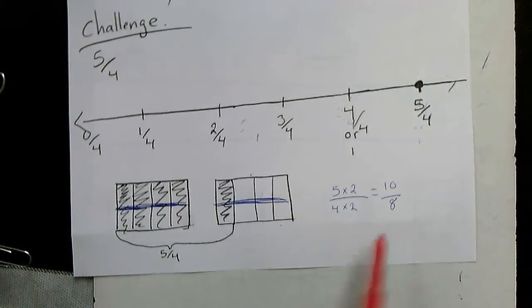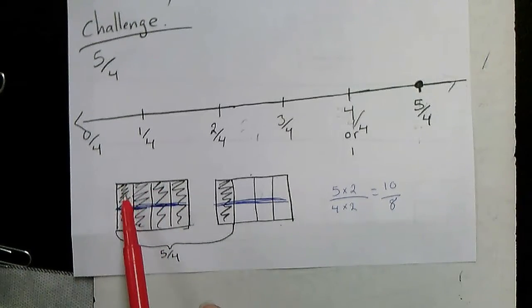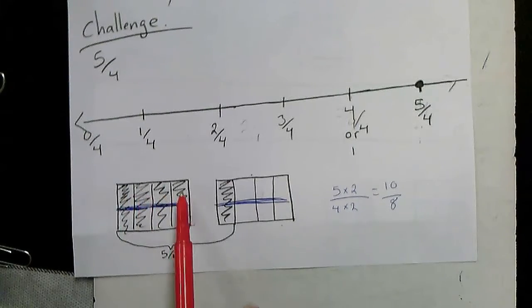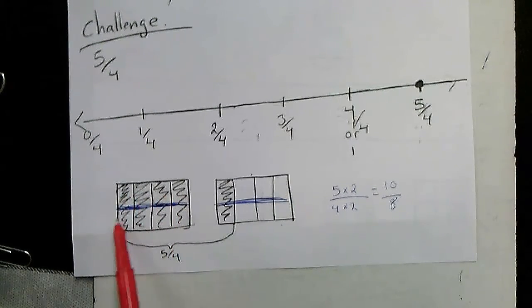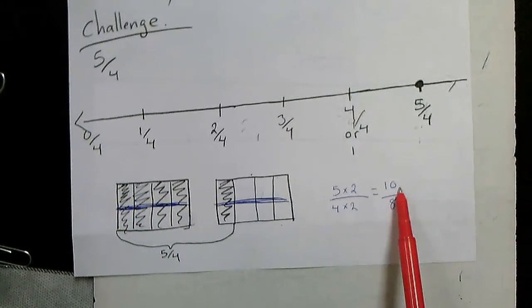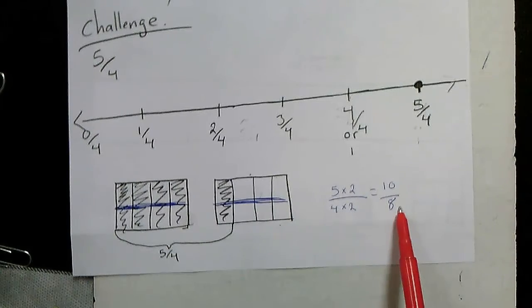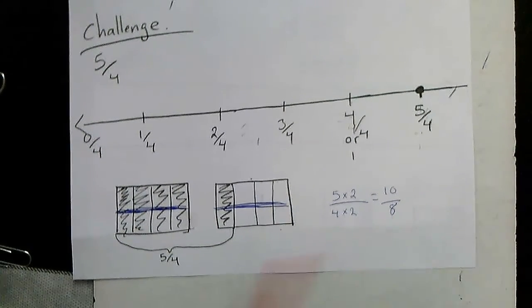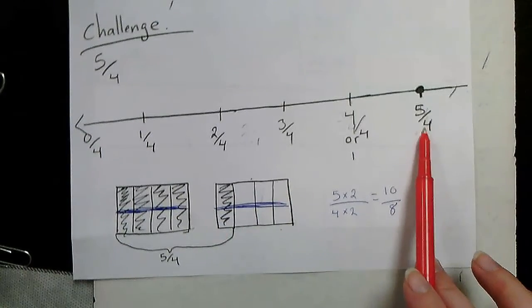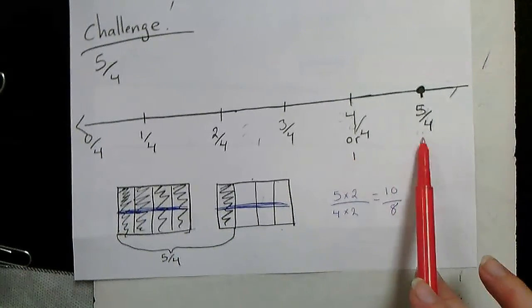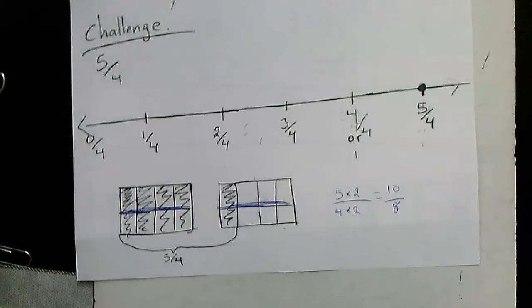So remember, this is out of 1 whole. And 1 whole, in this case, for this equivalent fraction, has 8 parts. So I have 1, 2, 3, 4, 5, 6, 7, 8. So I have 10 parts shaded in out of 8 parts, which makes up a whole. And that is why I have this extra model over here. And that's why 5/4 goes past 1 on my number line.